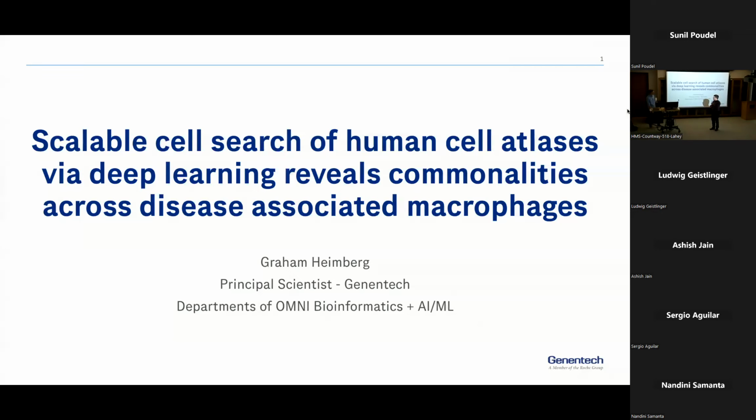Before joining Genentech, Graham was a postdoctoral fellow in Aviv Regev's lab, working on developing methods for single-cell analysis. And today, Graham will be talking about SCimilarity, if I pronounce this correctly, a metric learning framework for cell type annotation based on a large curated compendium of published single-cell RNA-seq studies. With that, over to you, Graham. Very much looking forward to your talk.